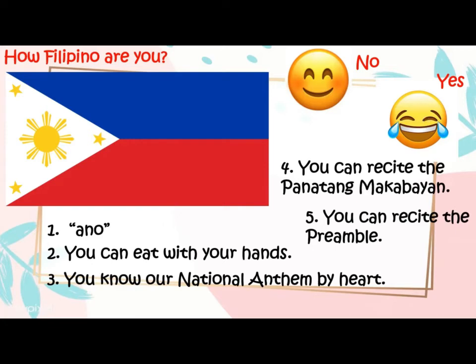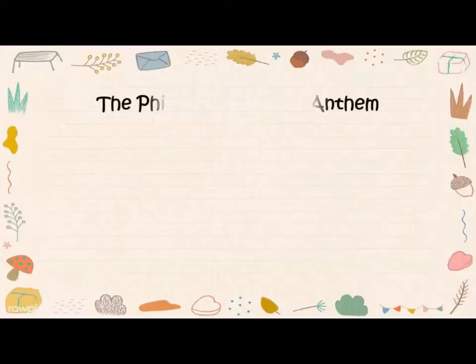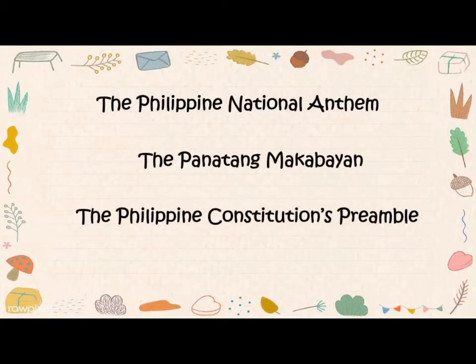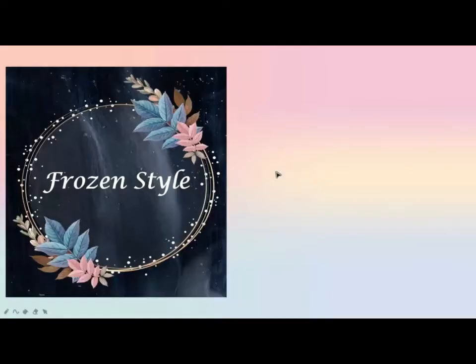Now, let's talk about numbers 3, 4, and 5. The Philippine National Anthem, the Panatang Makabayan, and the Philippine Constitution's preamble. Now, you might be thinking, why are we talking about these things? Well, that's because these 3 are examples of the first conversation style, the frozen style.